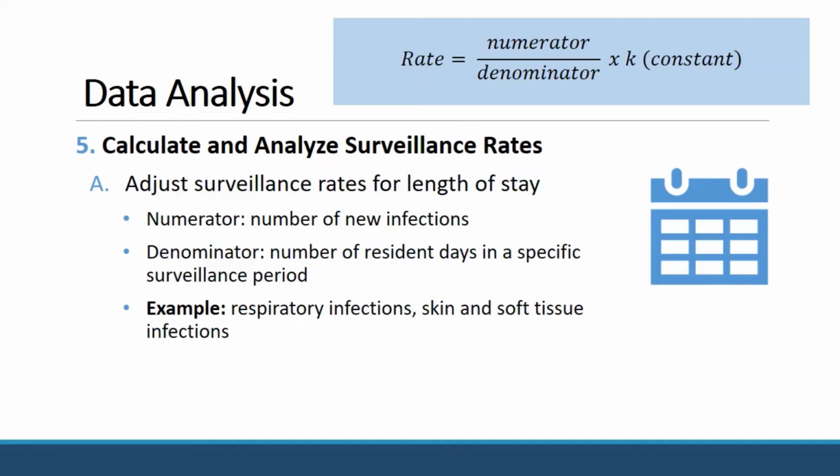So you're probably asking, where do I get this number? So the total number of resident days, it's usually available from your home's billing department. So maybe talk to them and see if that's a number that you can get. So adjusting for the length of stay can be used for different infections such as respiratory infections, skin and soft tissue infections. And for the visual learners, we're going to put the numerator and the denominator into the rate equation so you see what it looks like.